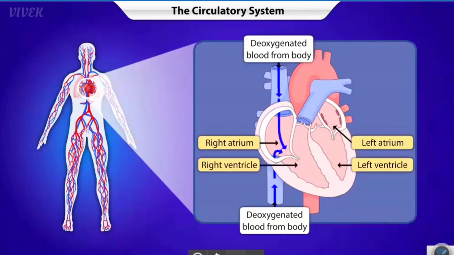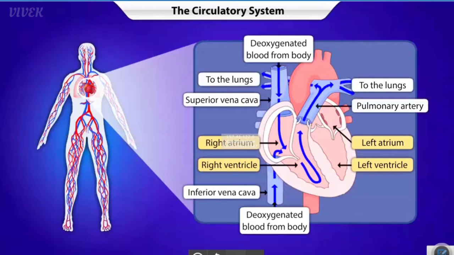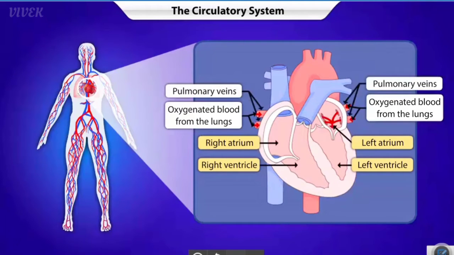Deoxygenated blood from the body flows into the right atrium through the superior vena cava and inferior vena cava. From here, the blood flows into the right ventricle, which then pumps it into the lungs via the pulmonary artery. The lungs oxygenate the blood, which then flows into the left atrium of the heart via the pulmonary veins. The left atrium contracts and the blood enters the left ventricle. The left ventricle is the most muscular chamber of the heart, as it must pump blood to all parts of the body. When the left ventricle contracts, it pumps the oxygenated blood to the body via the aorta.